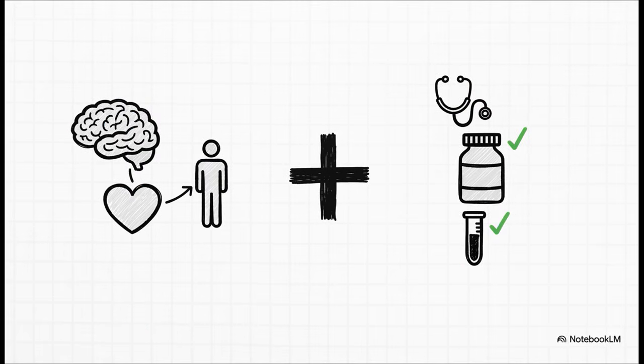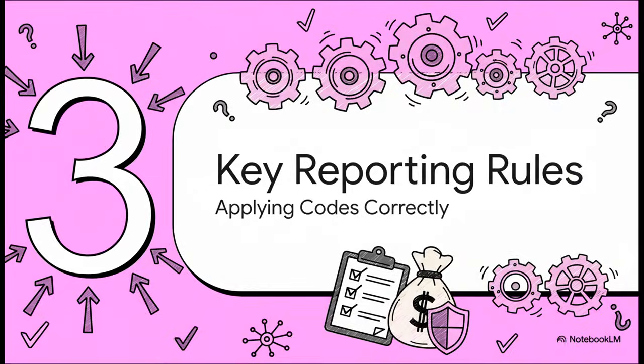Now let's look at its partner, 90792. This code includes everything from 90791, but then adds that medical layer. This is where you'll see documentation of a physical exam. Maybe a prescription was written or lab work was ordered. When you see those elements in the notes, a little light bulb should go off in your head that says, aha, this sounds like 90792. Knowing the difference is half the battle, right?